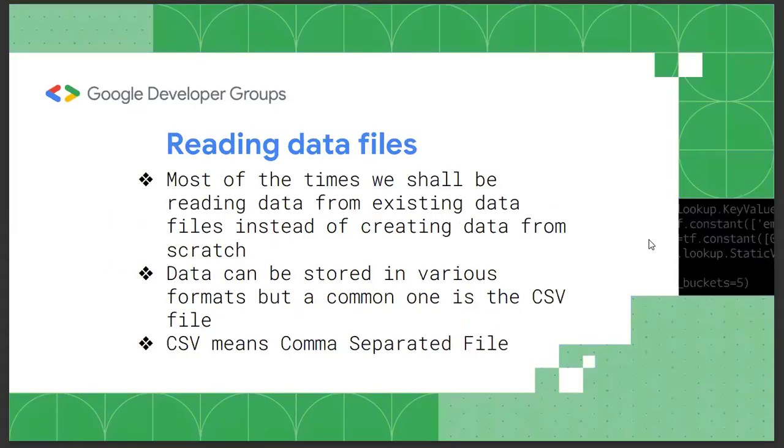So moving on, how do we read data files? Now, most of the time you realize that you won't be creating data from scratch all the time. In most cases, there is always data that is available, and you just have to read it and use it in your program. So how do you read data? Data can be stored in various formats, but the common one is the CSV file. CSV stands for comma separated file. So we're going to see how to read data.